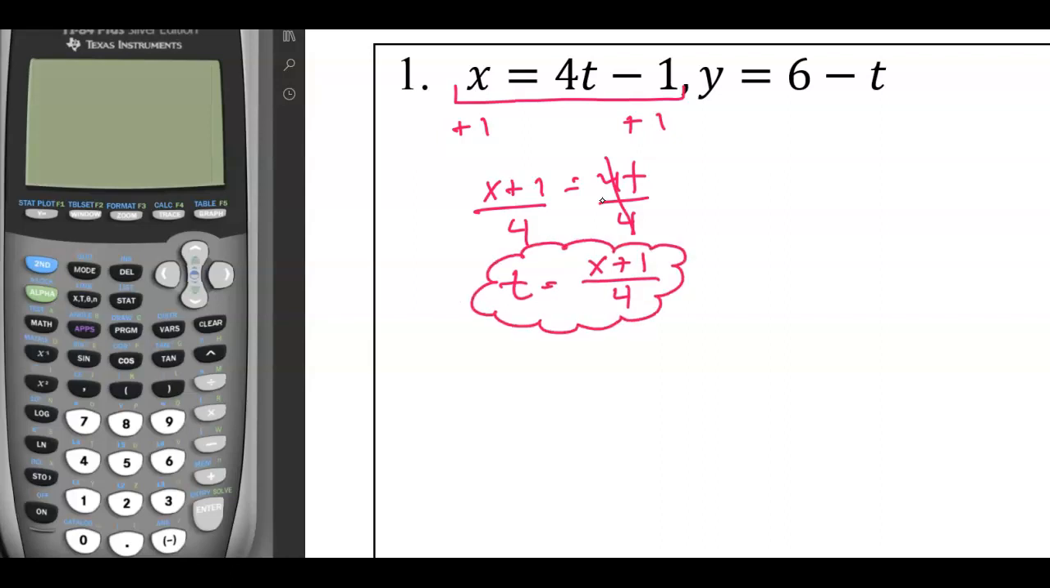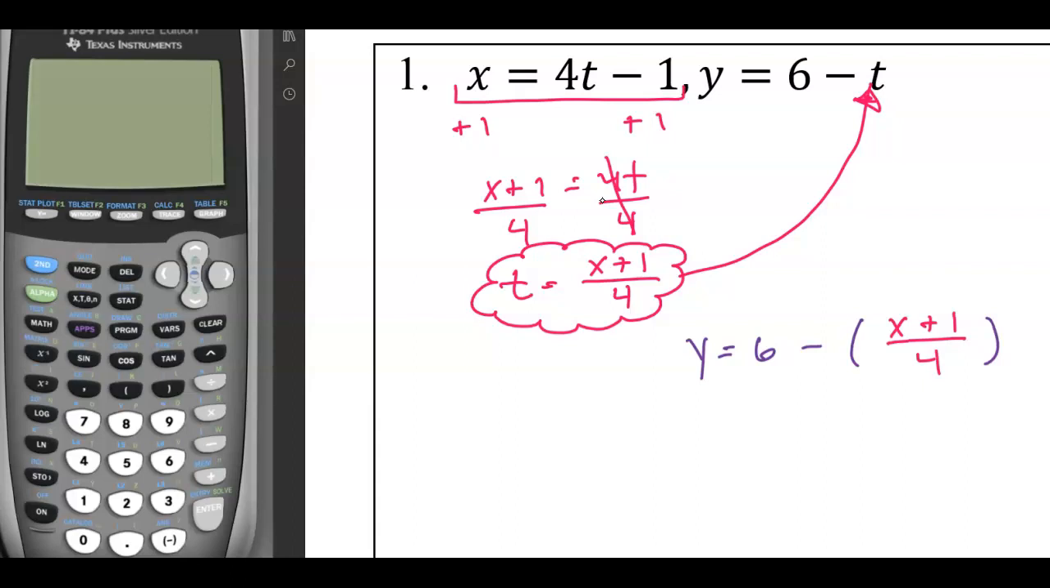So this is what we substitute in for t in the other equation. We have y equals 6 minus, and instead of writing t, we write x plus 1 over 4. Now, the sad news is, is this in standard form? No. Let me ask this, because I asked third period this, and I was kind of blown away by the responses. What type of line is this? It would end up being linear, right? Because there's only one x. But it's divided by 4, right?